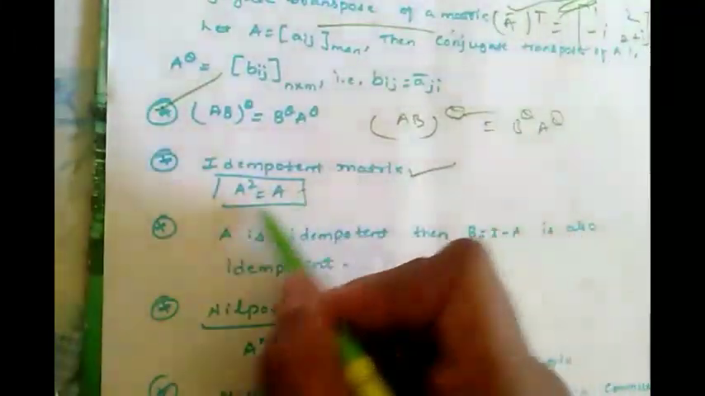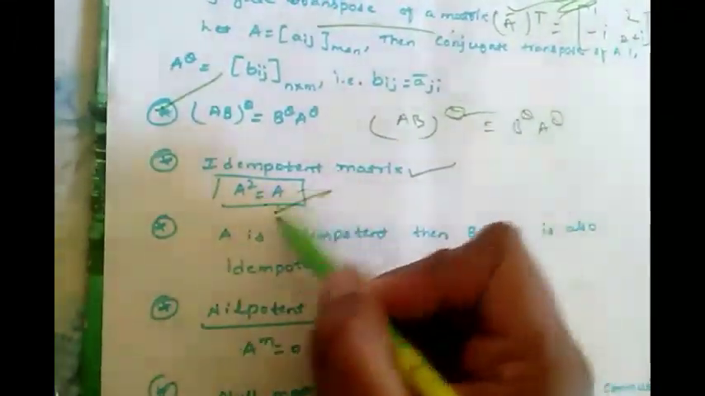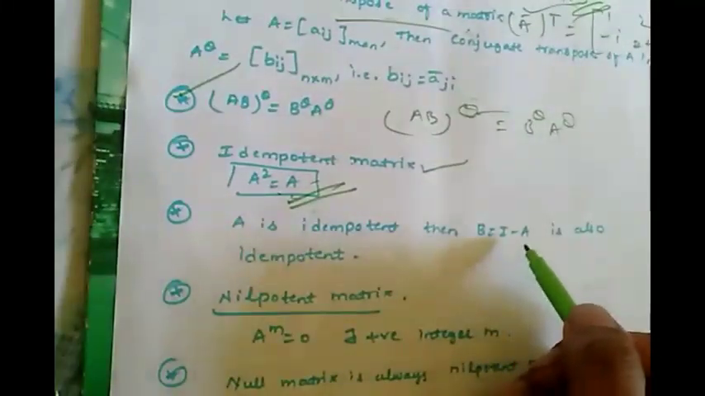Next is the idempotent matrix. This is one of the special types of matrices, very important matrices. Remember these special types of matrices. An idempotent matrix means A square is equal to A. If A is idempotent, then B equals I minus A is also idempotent.